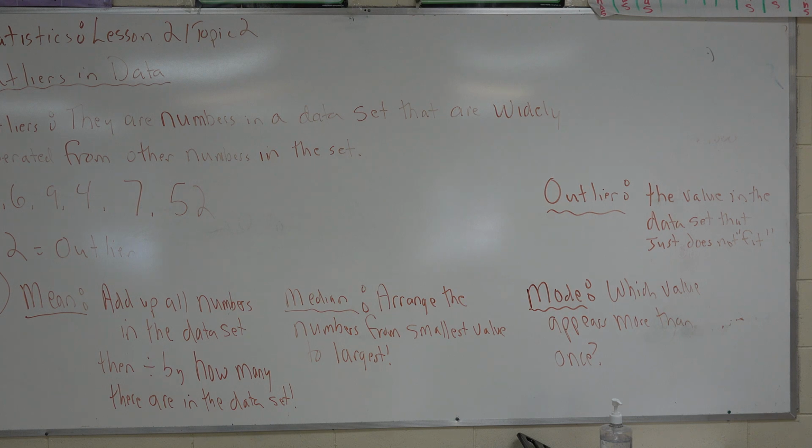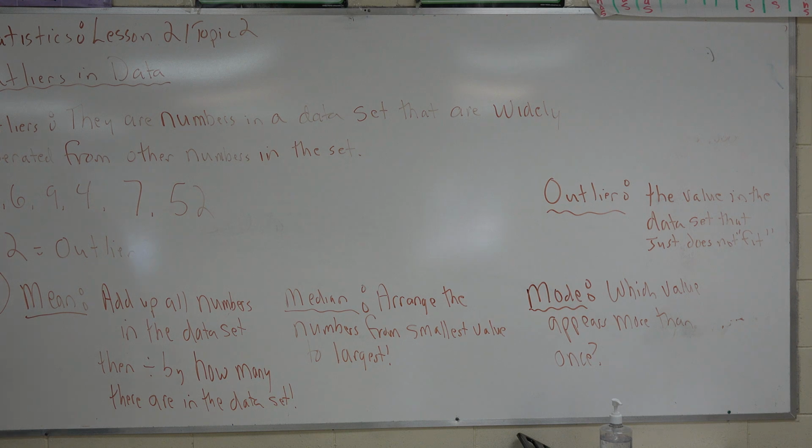We're on lesson 2, topic 2, outliers in data. Now, an outlier is a number that in your data set is widely separated from other numbers in that data set. So in the example on your page for your notes, this is statistics lesson 2, outliers in data handout. If you have my email, you have a digital copy of this.